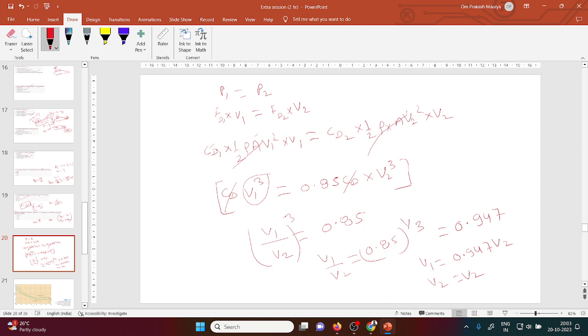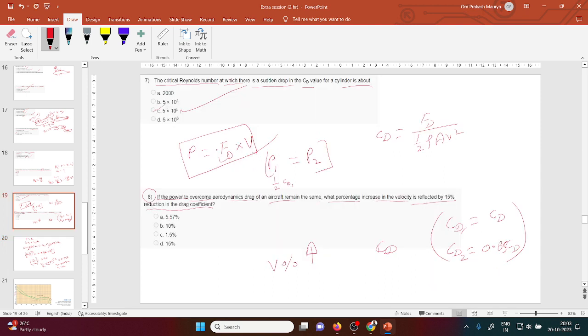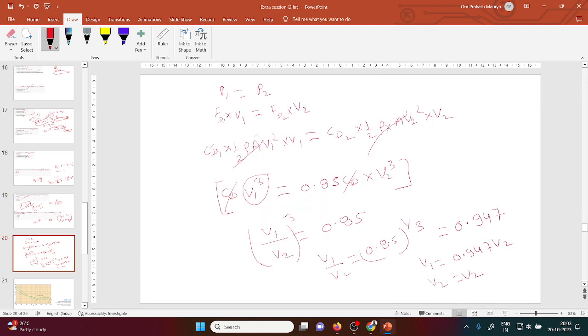And V2 is equal to. So percentage, how will we calculate? The question is asking what percentage increase in the velocity. Increase means from the previous one. So your V1 minus V2 divided by V2, or not V2, from the previous one is V1, or this is the modulus, you know already. So if you calculate, how much will you get?